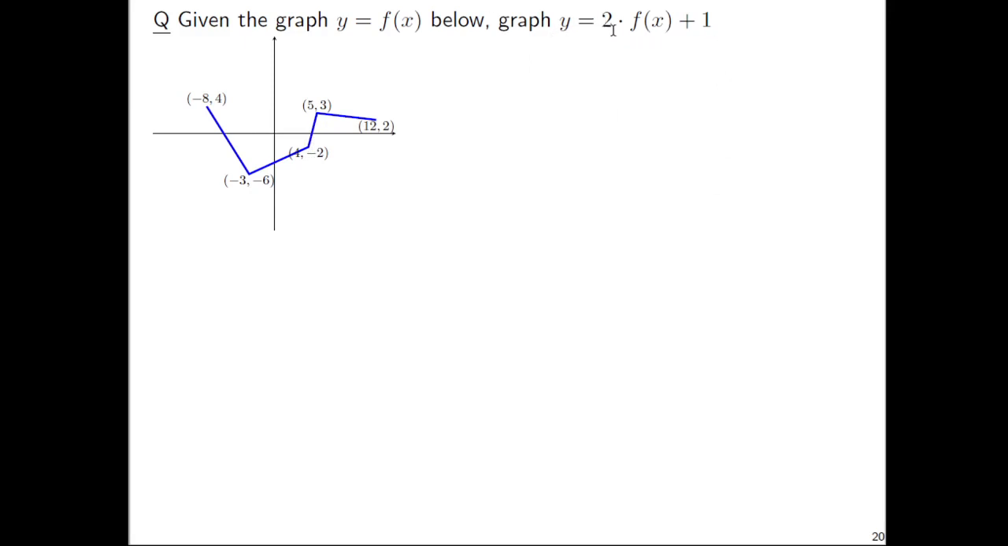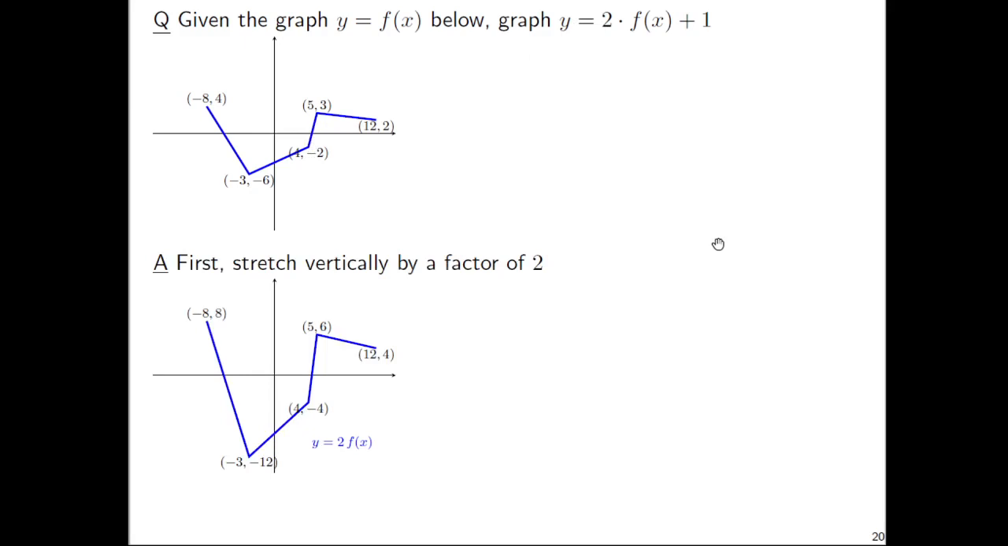So we should take care of the 2 times first. So, vertically stretch by a factor of 2. You'll notice that each point that was in the picture up here has been redrawn in its new location, and you'll notice that only the y coordinates have changed. So this 4 multiplied by 2 gives you 8. This negative 6 for the y coordinate, multiplied by 2, gives you negative 12. The x coordinate of negative 3 has remained.